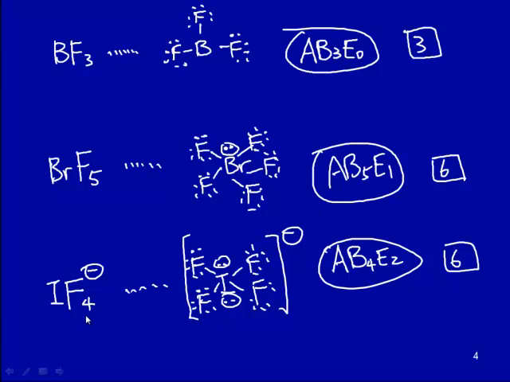By the same token, this is the polyatomic ion IF4 minus. It's negatively charged. Now you'll have two pairs of unbonded valence electrons on the central atom, iodine, and this is AB4E2. Then the total will be 6 electron groups. And it will be interesting.